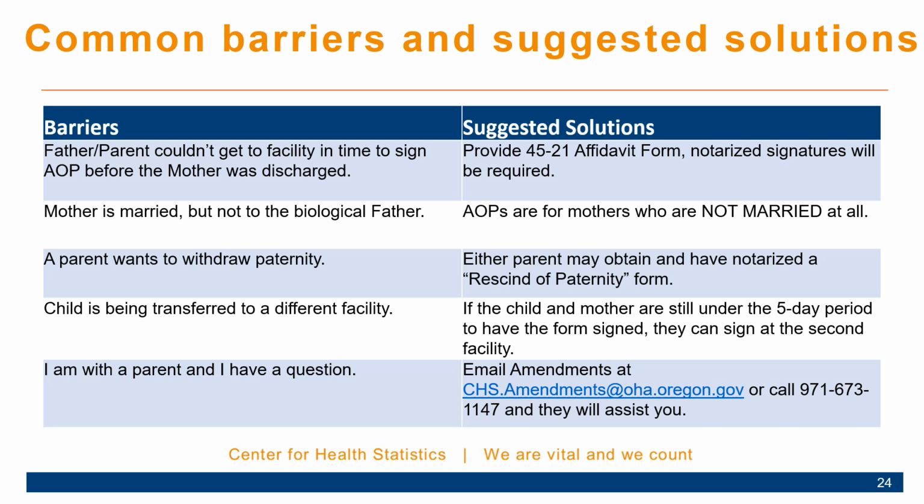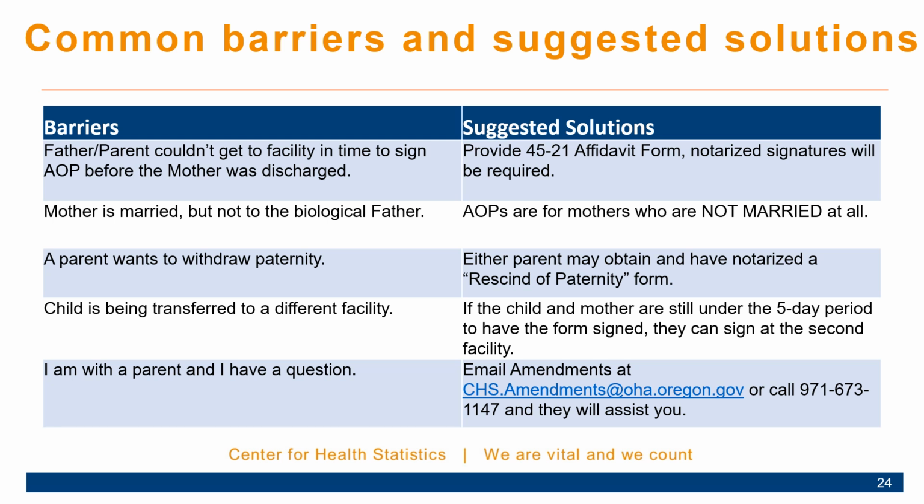Another thing that comes up is when the mother's married, but she's not married to the biological father. Now, acknowledgments of paternity are for mothers who are not married at all. So you couldn't provide an AOP to add the biological dad in this case. However, there is a court process or a legal process that the parents could go through to add the biological father.